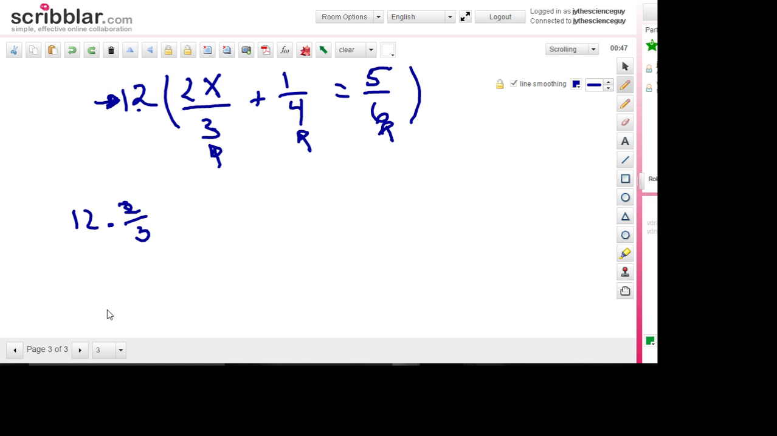Okay. So 4 times 2 is? 8. So that makes that 8x. Okay, do the next one. Then it's 3. Good. Do the last one. 12 times that fraction.